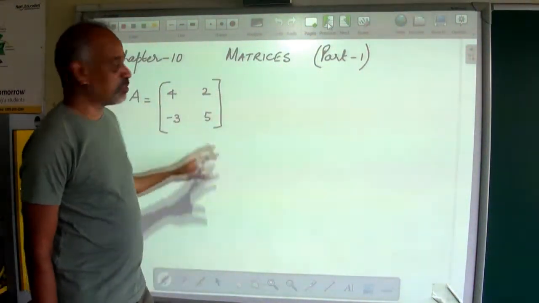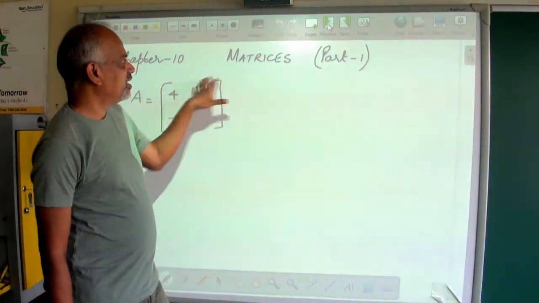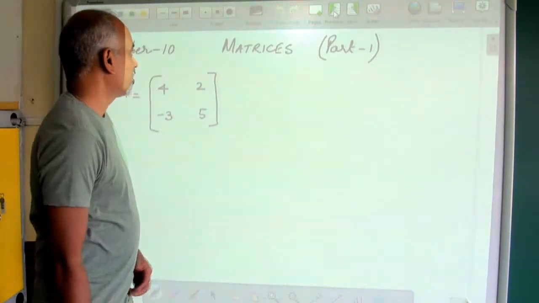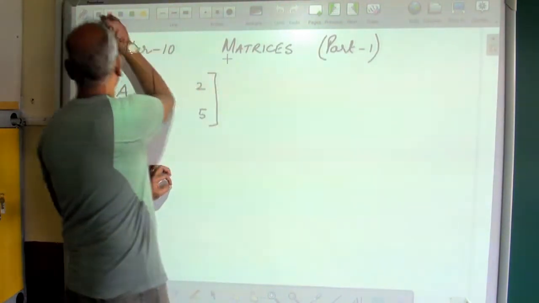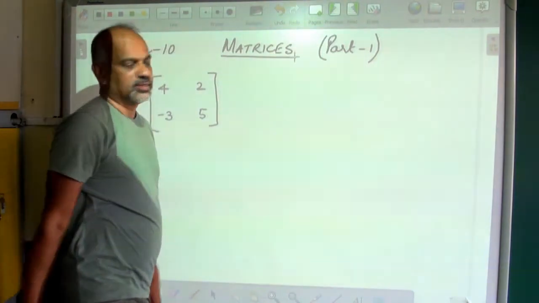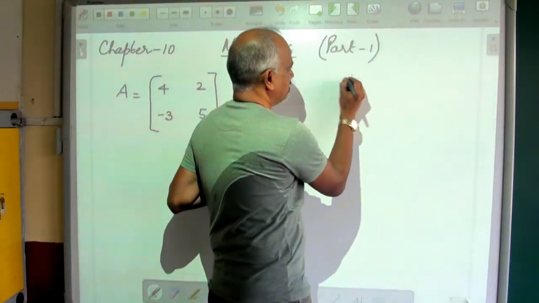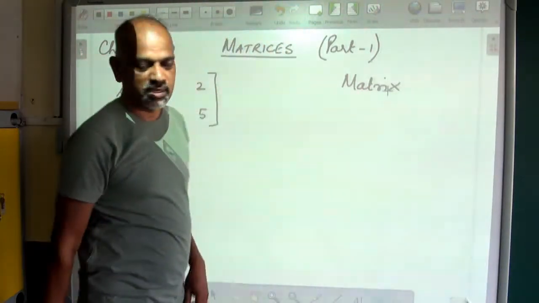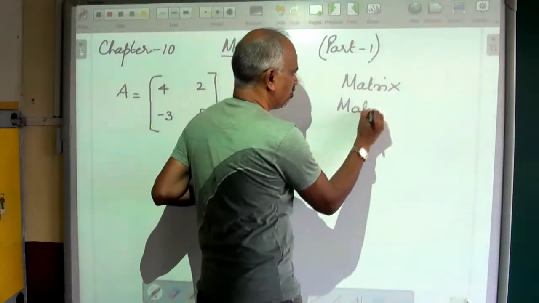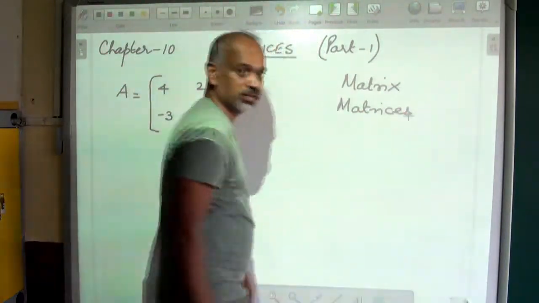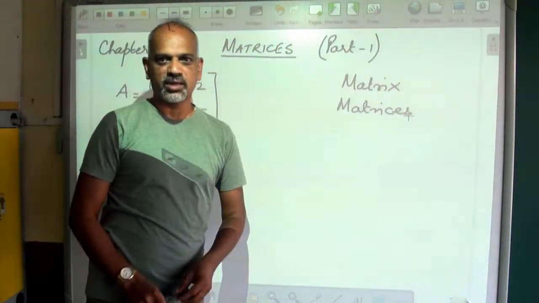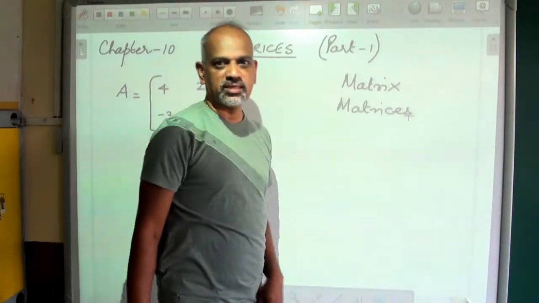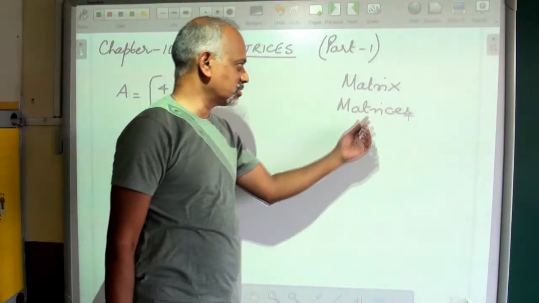This is a new chapter, chapter number 10. The chapter is on matrices, and this is the first part. Now, talking about matrices, matrix is the singular form and matrices is the plural. Many matrices together are called matrices, and matrix is the singular form, one matrix and many matrices.